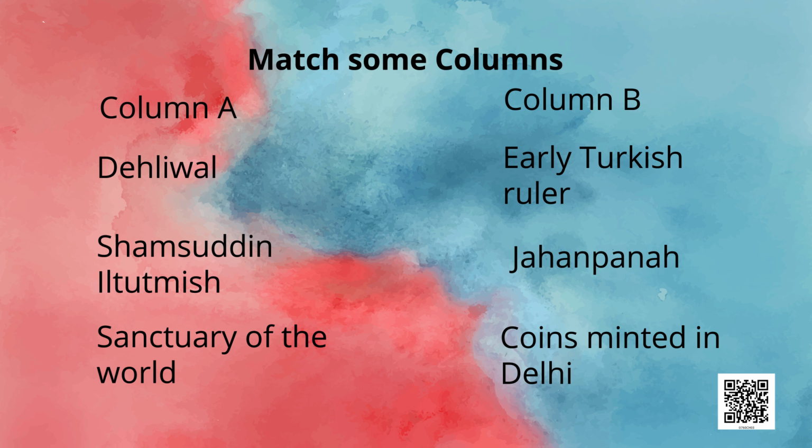So students, now start matching all these options. Dehliwal. Right answer is coins minted in Delhi. Shamsuddin Iltutmish. Right answer is early Turkish ruler. Sanctuary of the world is Jahanpanah.